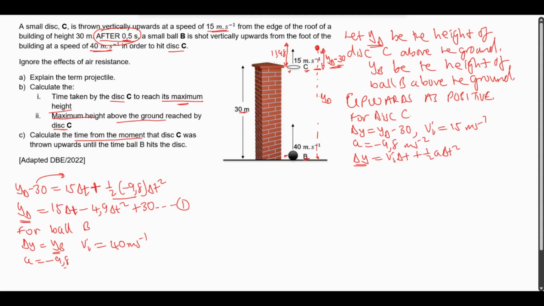Then we substitute into our formula. This is the formula we're using. Okay, so it's going to be yb is equal to initial velocity 40, then delta t. We have to be careful with time here. Right, let me give you this scenario.